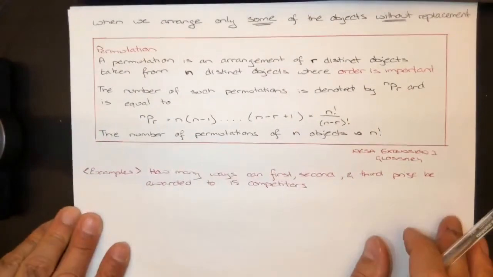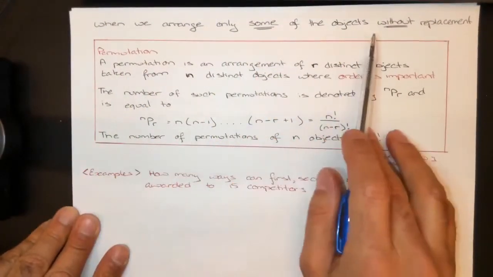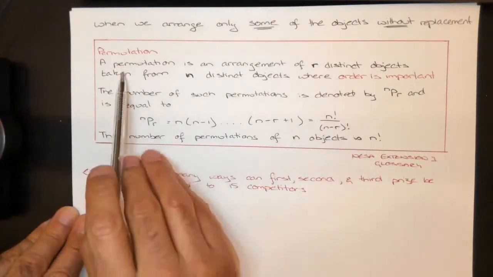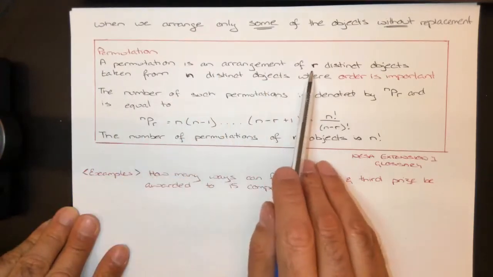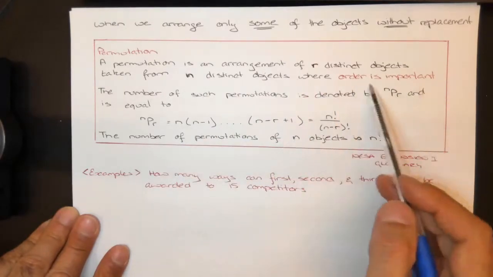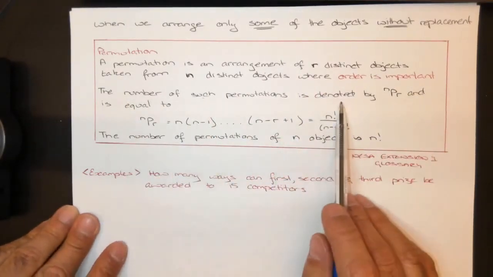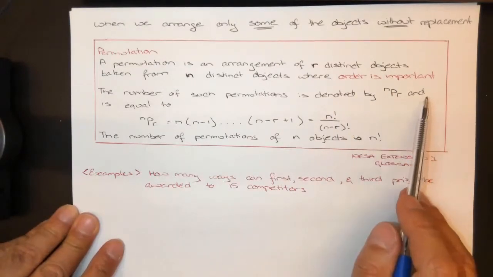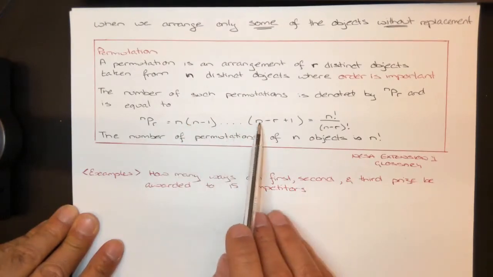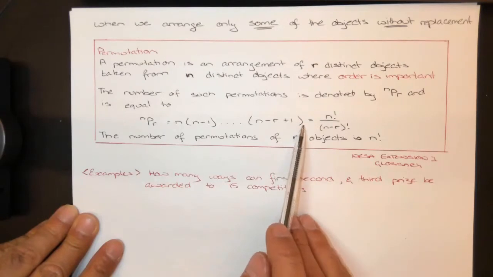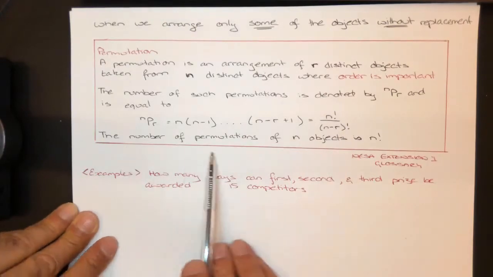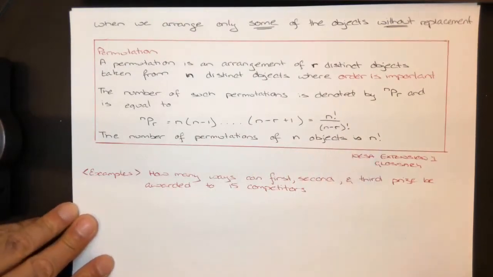So the rule is when we arrange only some of the objects without replacement, we call it a permutation. According to the NESA Extension 1 glossary, a permutation is an arrangement of r distinct objects taken from n distinct objects, where order is important. The number of such permutations is denoted by nPr, and is equal to n times n minus 1 all the way to n minus r plus 1, which is the same as n factorial over n minus r factorial. So the number of permutations of n objects is n factorial.